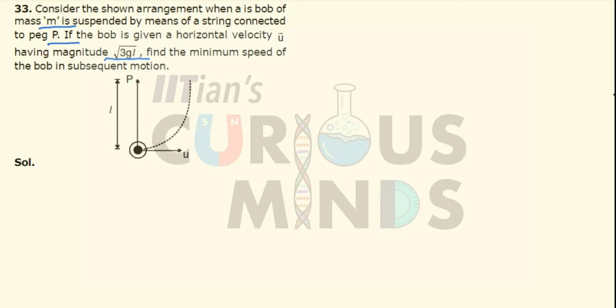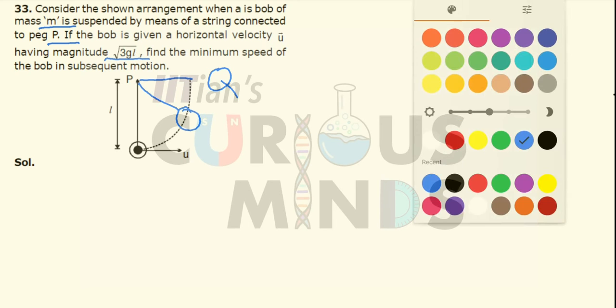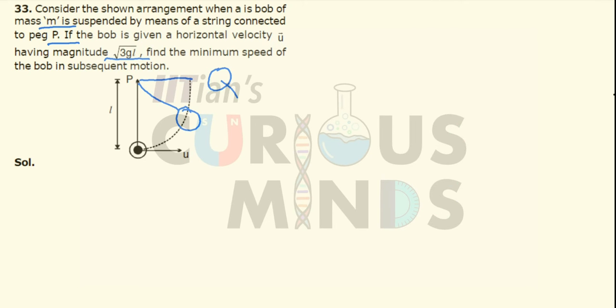First of all, understand that. Let us say that the point exactly horizontal to point P is point Q, and the bob reaches this point when it is given a very minimum velocity from the bottommost position. So let us find out the minimum velocity required to cross point Q.